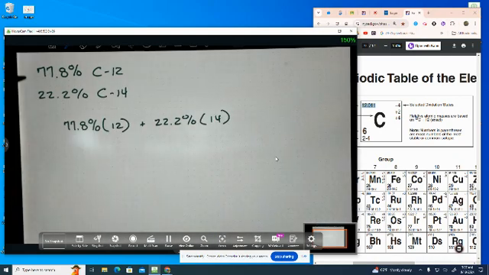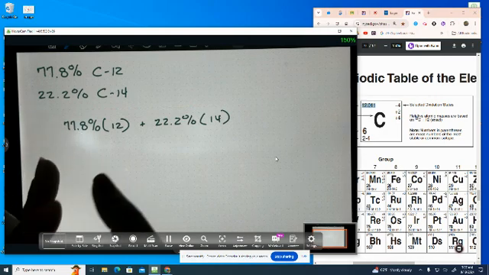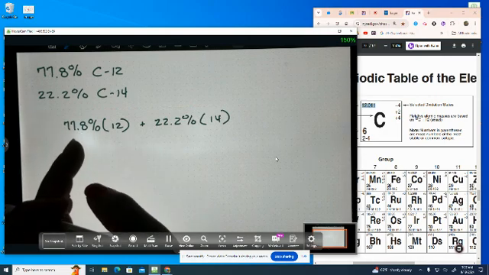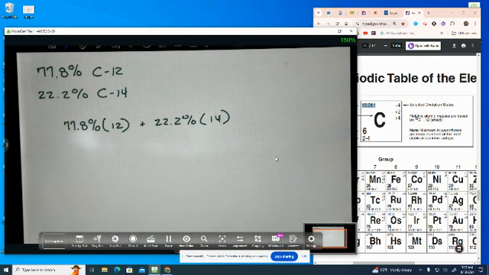And if there was a third isotope, you would do it again. And if there was a fourth, you would do it again. And a fifth, and a sixth, and a seventh. You know what I mean? So no matter how many isotopes you have, you're going to sum the products of the percent times the mass. All right, let's do it. How do you put 77.8% into your calculators?